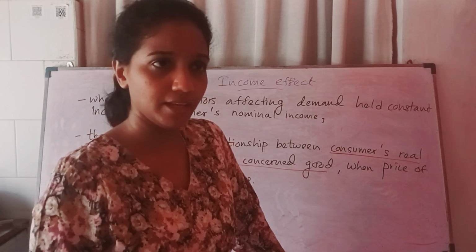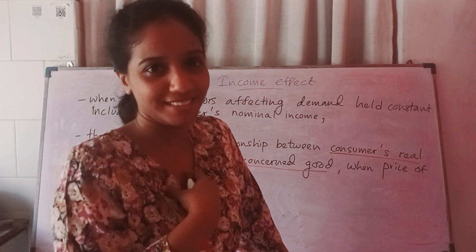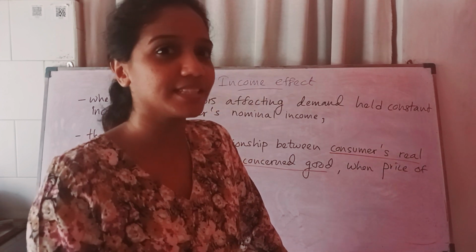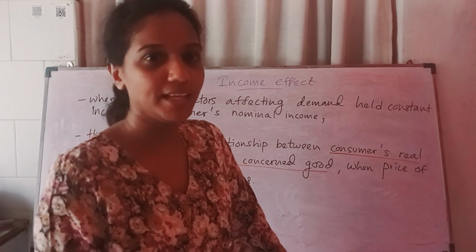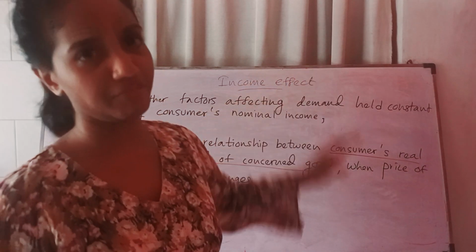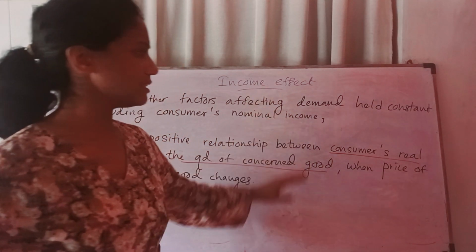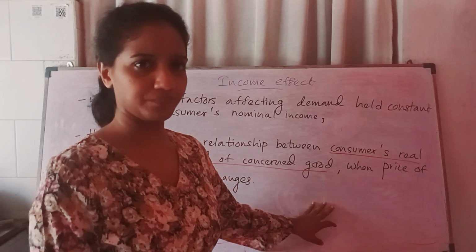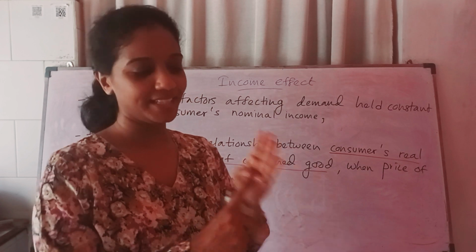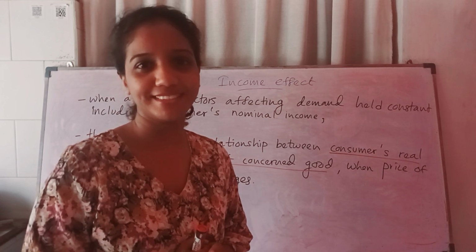On the other hand, when the price of the concerned good reduces, our purchasing power increases. Then people tend to buy more and more iPhones, which means the quantity demand of the concerned good rises, right? Therefore, there's a positive income effect for a normal good. So basically these are the two reasons of the law of demand: one is substitution effect and the other one is income effect, right?